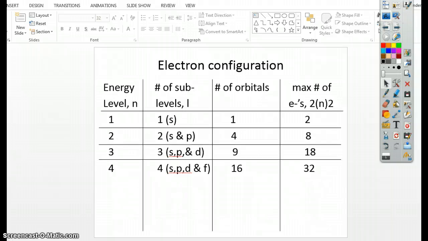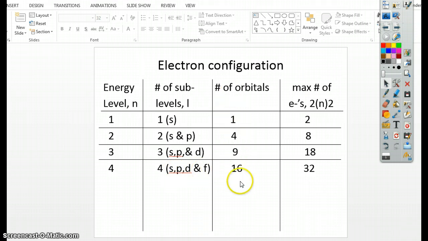This table, you also picked up a handout that's very similar to this, shows the principal quantum number n, so you're at energy level 1, 2, 3, or 4, and the number of sublevels that are found at each energy level. So energy level 1 only has s. Energy level 2 will have s and p. Once you get to energy level 3, it will hold the s sublevel, the p sublevel, and the d sublevel. And energy level 4 can hold the s, p, d, and f.